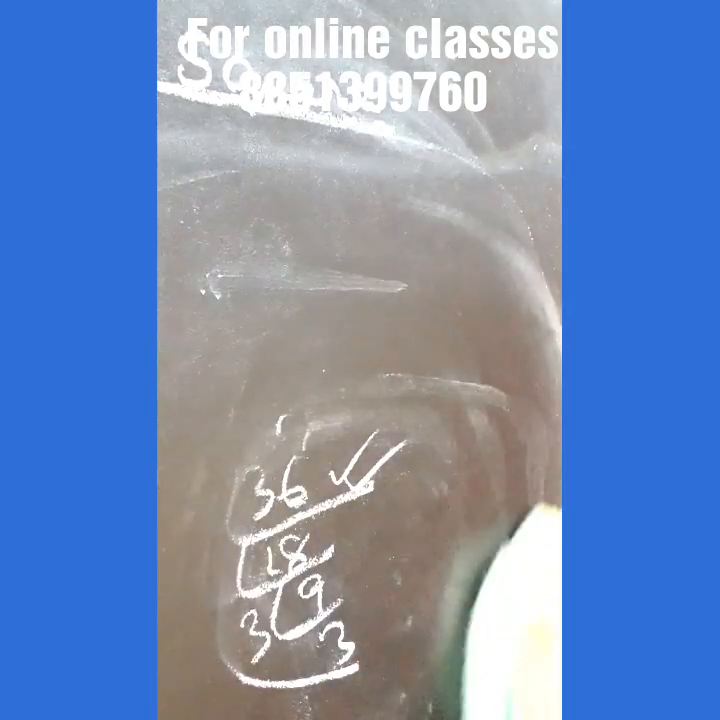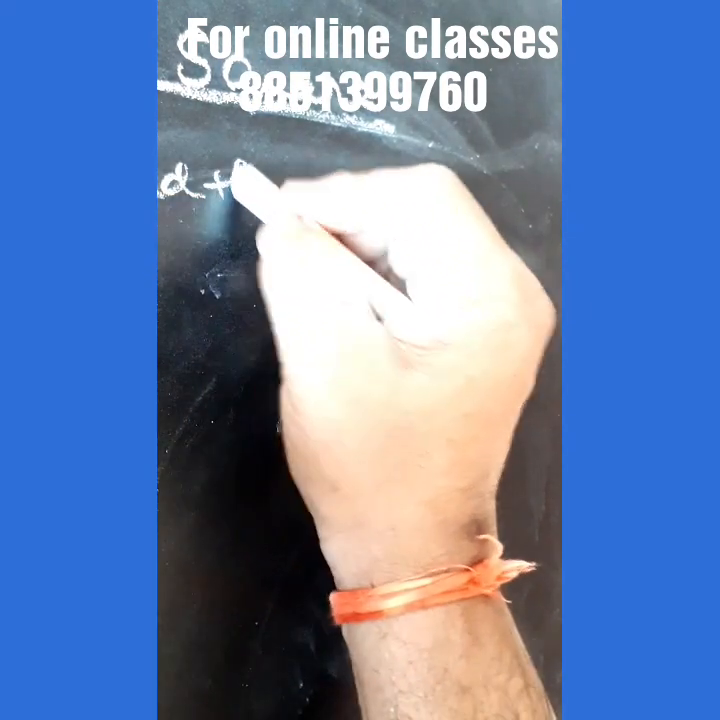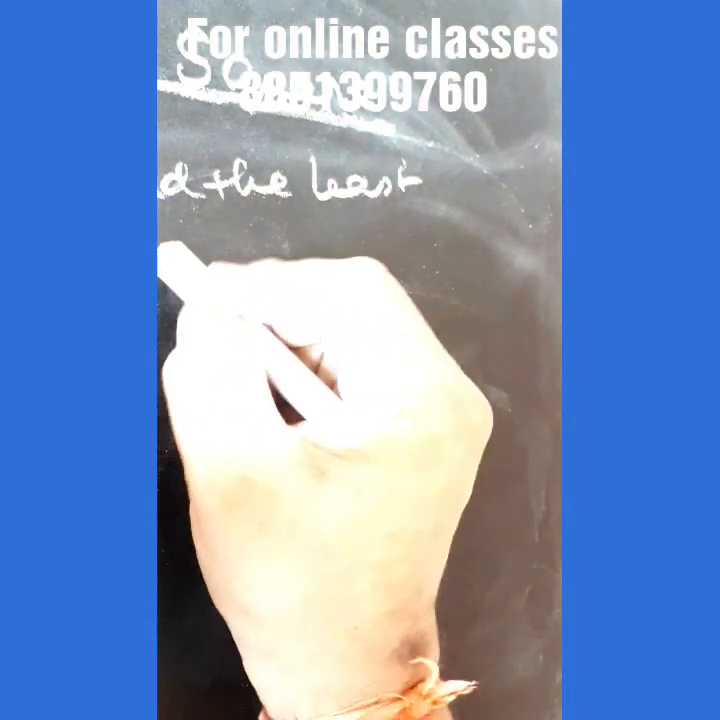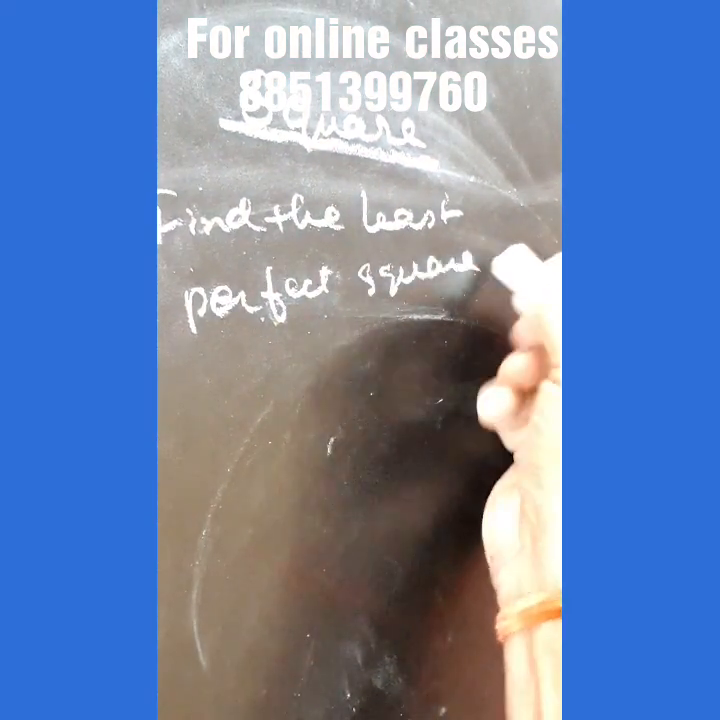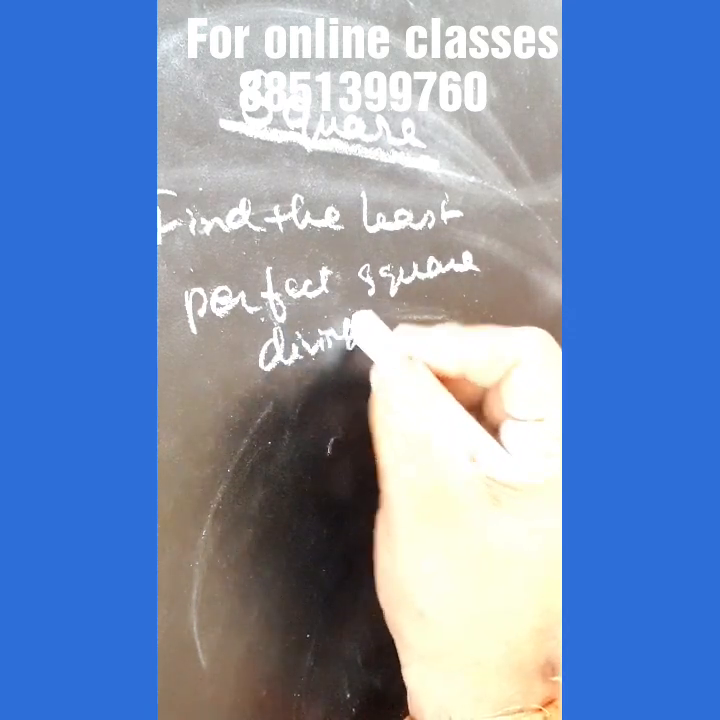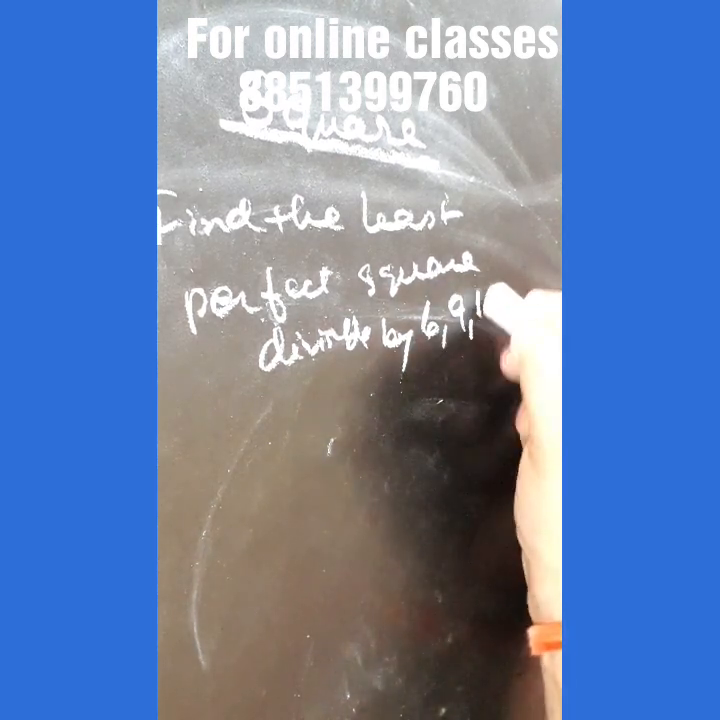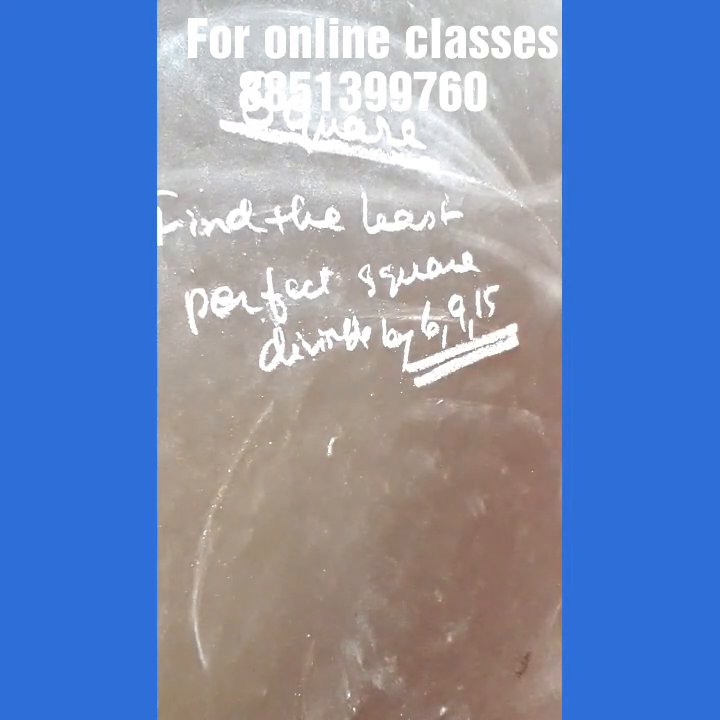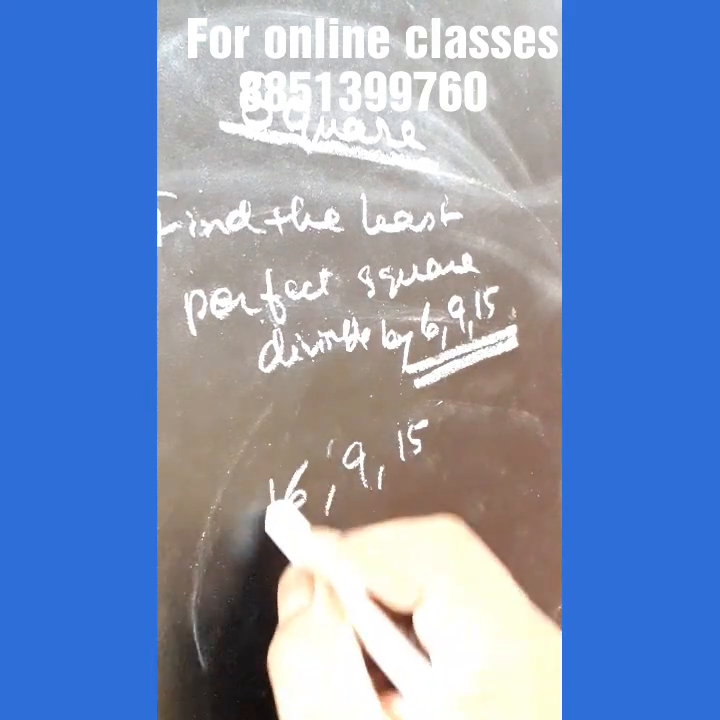Now the next question is: find the least perfect square divisible by 6, 9, 15. The question is like this. We have to find a number which is a perfect square and also divisible by all these three. Then first of all we will find the LCM of these three numbers, 6, 9 and 15. We are going to find the LCM.